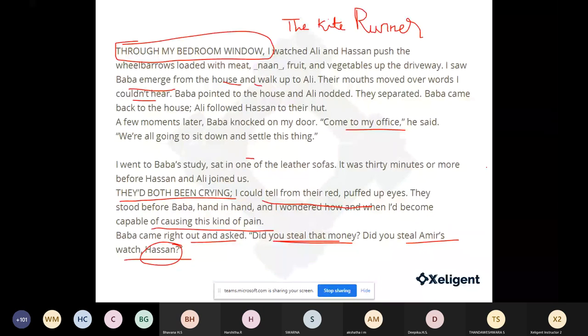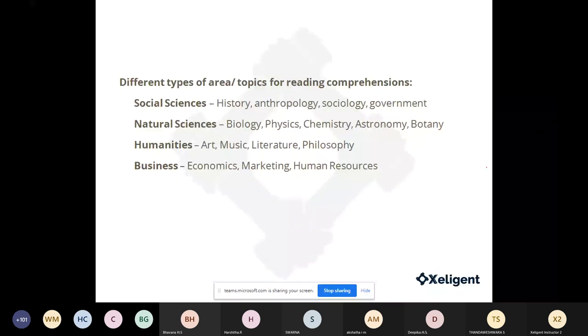Next one is different types of topics which you can get in reading comprehension. One is social science. In social sciences, you can get history, anthropology, sociology, and government. And in natural science, you can get topics about biology, physics, chemistry, astronomy, and botany, humanities, and business. So these are the topics, different areas which we can cover for practicing reading comprehension.